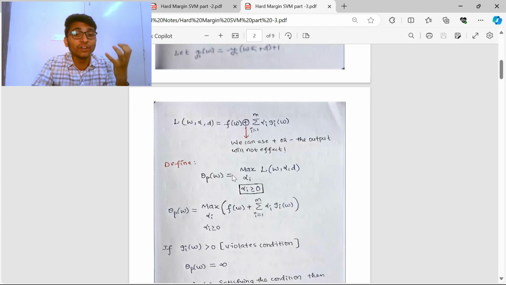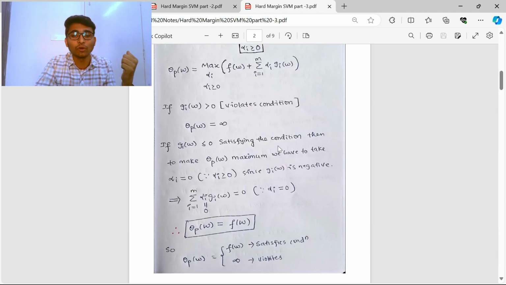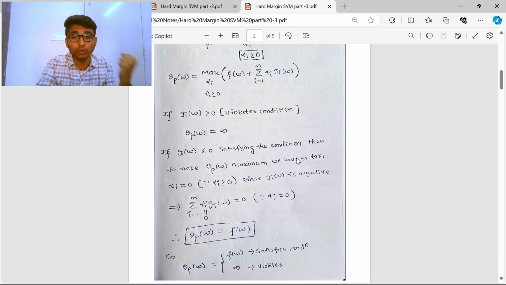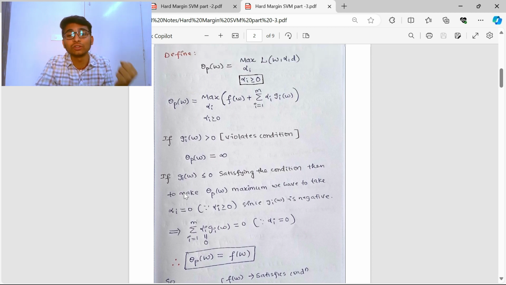Now, let us say this condition is satisfied, gi of w is less than or equal to 0. Then to make theta p of w maximum, we have to make this term maximum, right? And we know gi of w is less than or equal to 0, so we have to take alpha i equal to 0. Now you ask, why alpha i equal to 0? Because gi of w is less than 0 and we want to maximize.